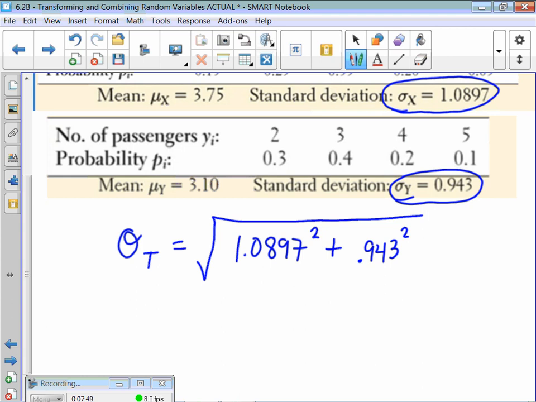Plug them in. You have to square them first if they're giving you standard deviations, and then add, then square root them, and you can get the standard deviation of the total, which is 1.441. Now, be sure you know how to interpret these. What are we even talking about? What does that 1.441 represent?